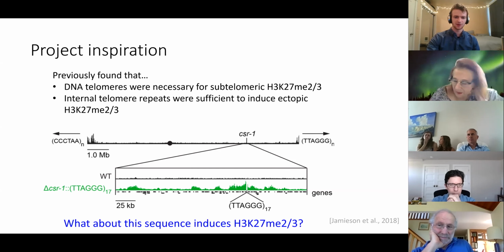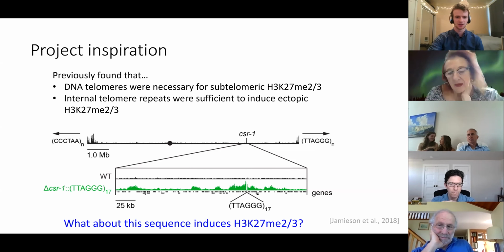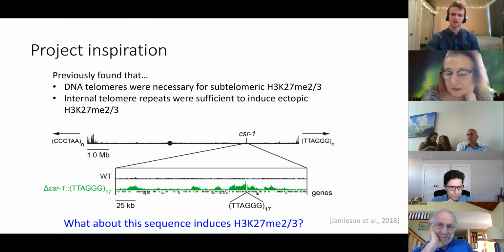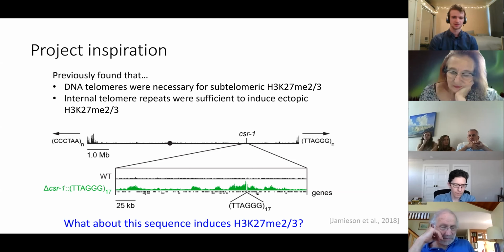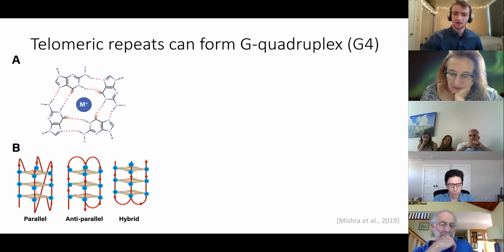So what about this sequence? The TTAGGG is able to induce H3K27 methylation. It's weird, there are plenty of sequences in the genome that somewhat resemble this. Granted, they don't repeat very often, but they don't seem to be important for the induction. So why does this repeated sequence of telomere repeats tend to induce methylation spontaneously?